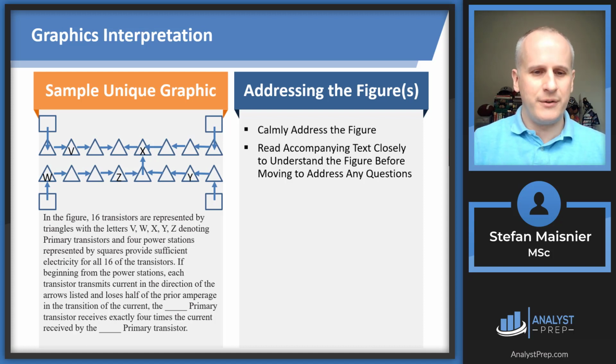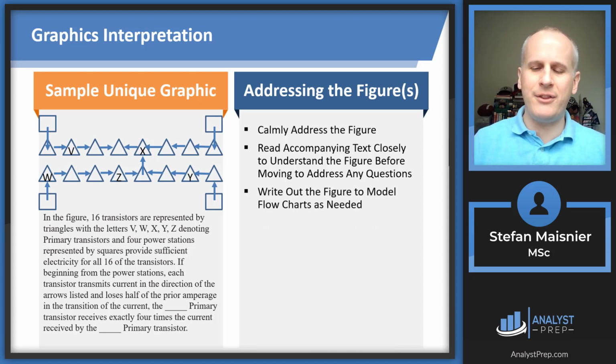So we can see we've got a figure. There's 16 transistors. They're represented by triangles with the letters V, W, X, Y, and Z, denoting what are known as primary transistors. And the 4 power stations represented by the squares provide the sufficient electricity for all 16 of the transistors. Simple enough. We find that beginning from the power stations, each transistor transmits current in the direction of the arrows listed and loses half of the prior amperage in the transition of the current. Okay, so something's lost. So then the blank primary transistor is going to receive exactly 4 times the current received by which other primary transistor.